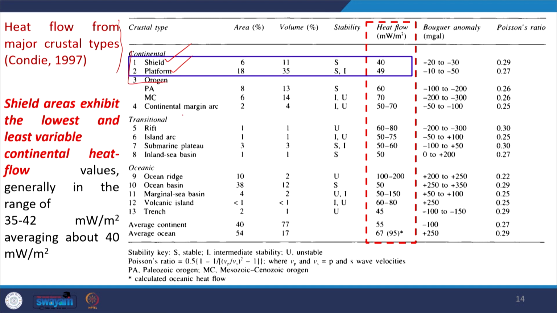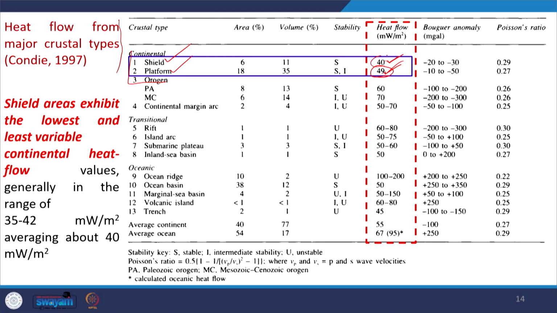So, this cratonic area, if you see this heat flow in the shield area, it is 40, and in the platform it is 49. So, now you see this shield has less heat production compared to a platform region. So, how does this happen? Shield and platform collectively create craton. Shield is where the Precambrian basement rock is exposed, and the platform is the cover sediment around this shield. So, here you see the platform is producing more heat as compared to the shield. Why does it happen? Let us wait for the next slide.